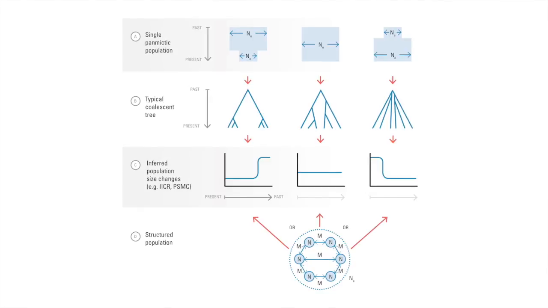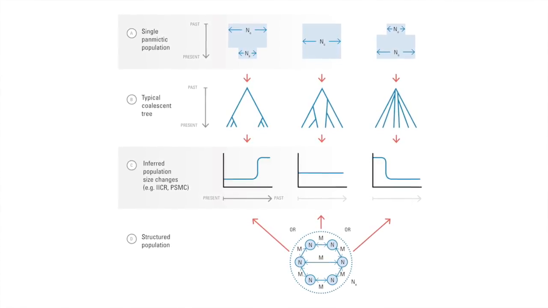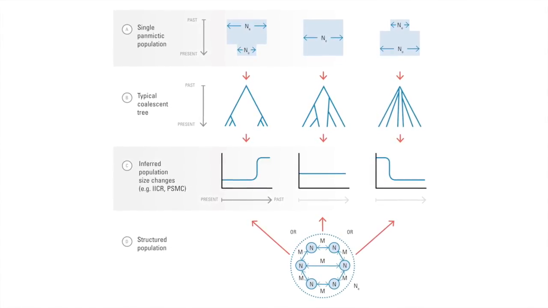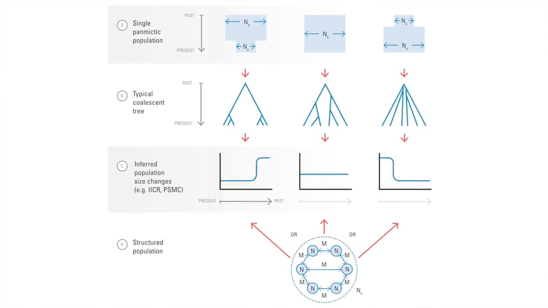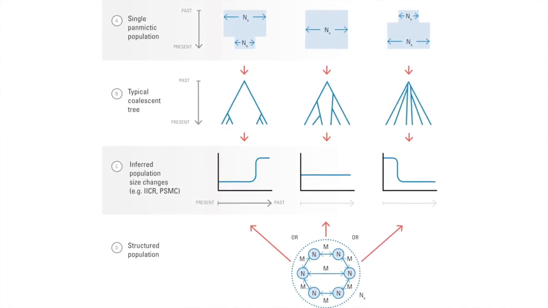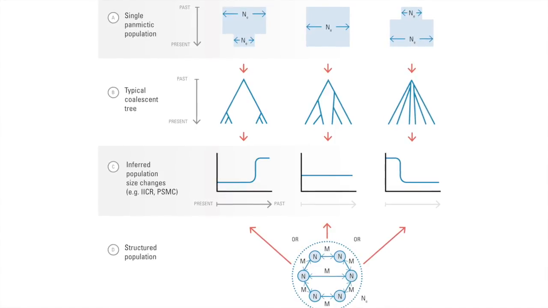All this matters because when we infer population size change in the past, we may not be inferring changes in their actual numbers, but just changes in who they mated with and how often. This matters for how we understand the evolutionary history of our species.